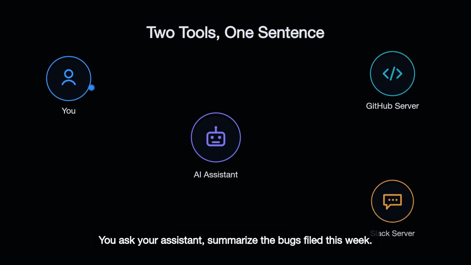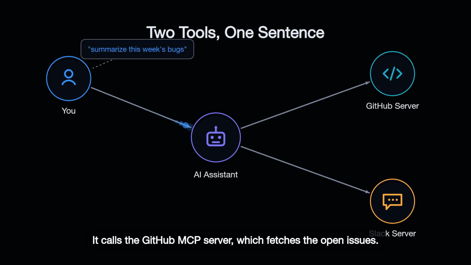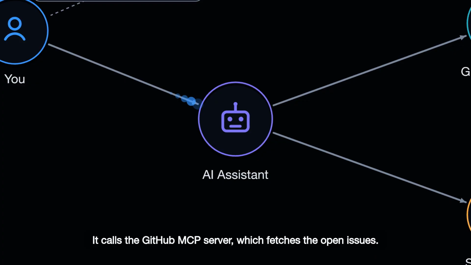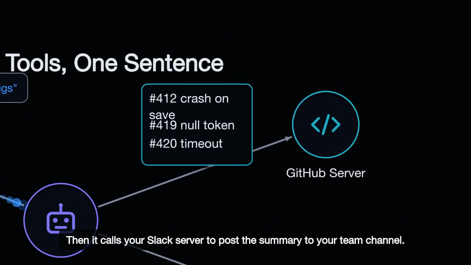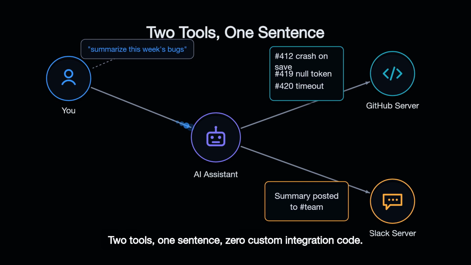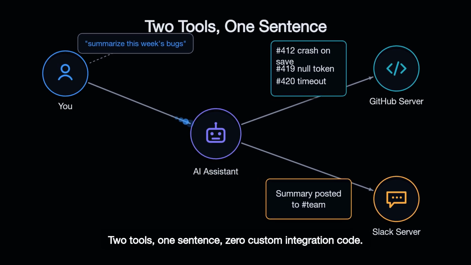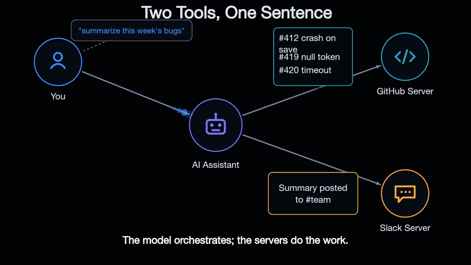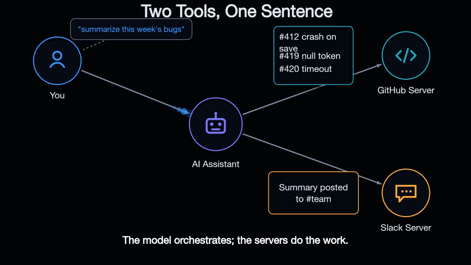Let's make it concrete. You ask your assistant, "Summarize the bugs filed this week." It calls the GitHub MCP server, which fetches the open issues. Then it calls your Slack server to post the summary to your team channel. 2 tools, 1 sentence, 0 custom integration code. The model orchestrates, the servers do the work.